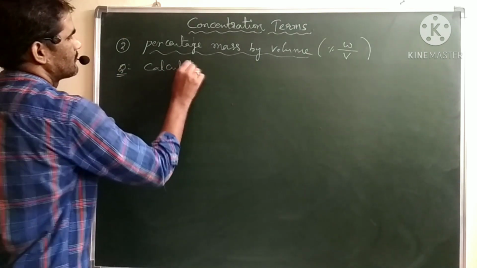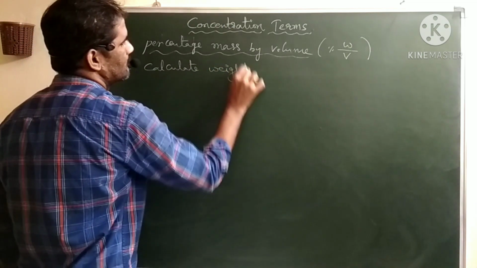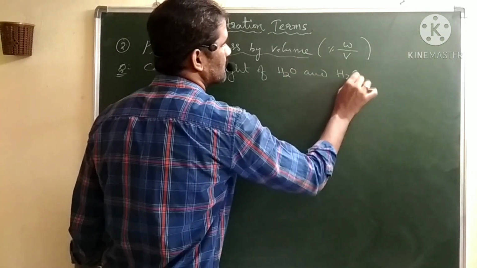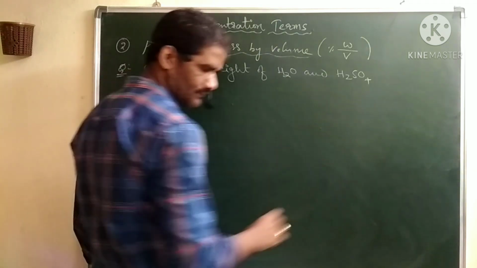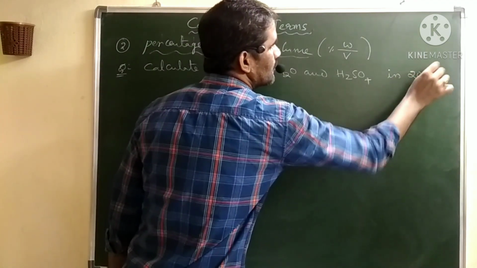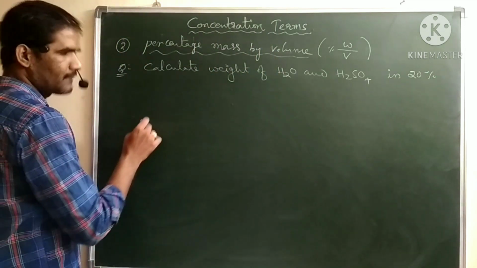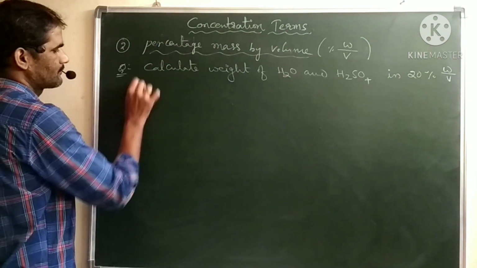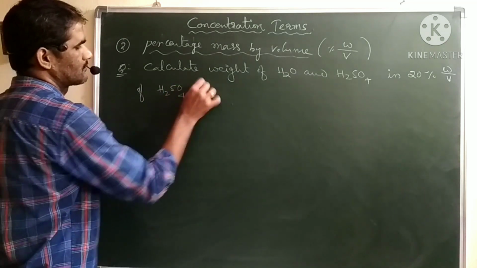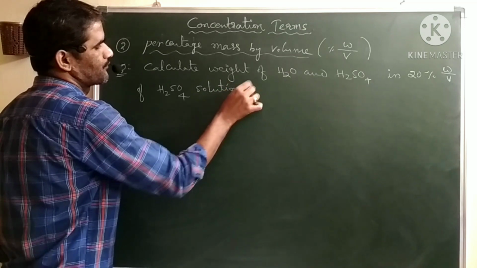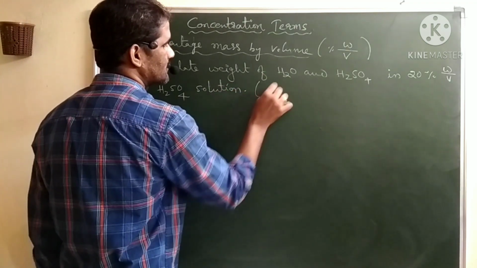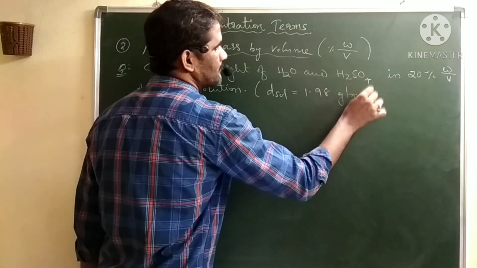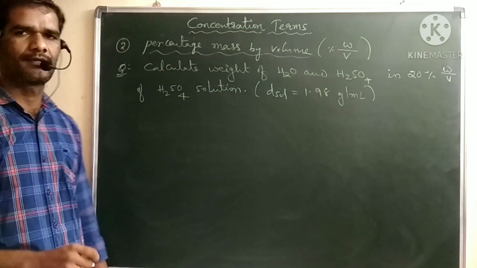Calculate weight of water and H2SO4. Calculate weight of water and H2SO4 in 20 percentage weight by volume. 20 percentage weight by volume of H2SO4 solution, where the density of solution is 1.98 gram per ml. The density of solution is given 1.98 gram per ml.